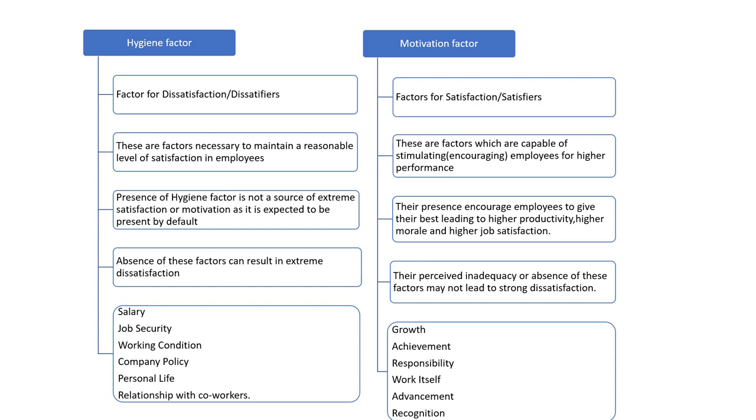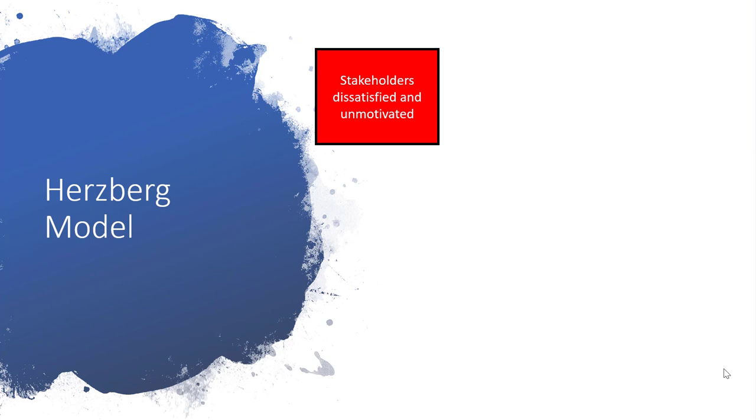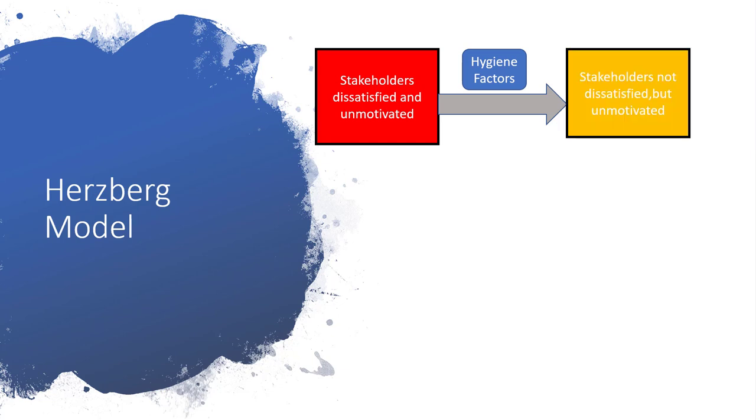So now let's see how, with the help of these concepts, a manager at the workplace can make better use of the employees, and can motivate and satisfy them. Let's consider a situation where the employee is dissatisfied and unmotivated. What are the options available to the manager? He could enhance the hygiene factors and provide them to the employees. Hygiene factors are those which are expected to be present by default at the workplace. So what will it do? When the hygiene factors are provided, the employees will move from the dissatisfaction zone to the not-dissatisfied zone. So they will not be dissatisfied now.